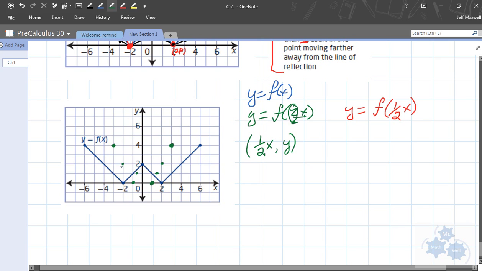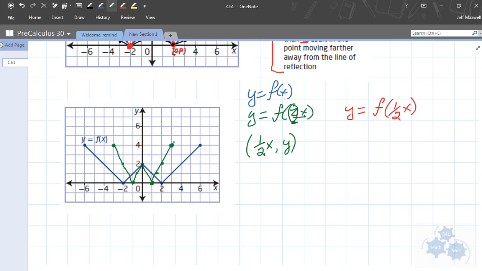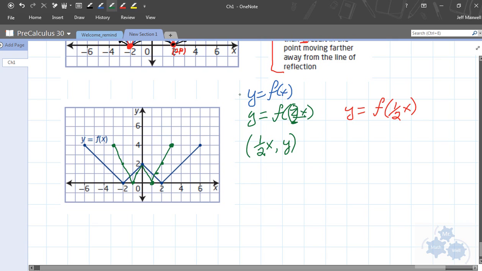Okay? So if we connect these dots here, again, I'll do my best with this straight line business, then we have this sort of thing happening, right? The whole thing is compressed towards the line of reflection. So each x value is multiplied by 1 over 2. So that's y equals f of 2x. Questions on that?